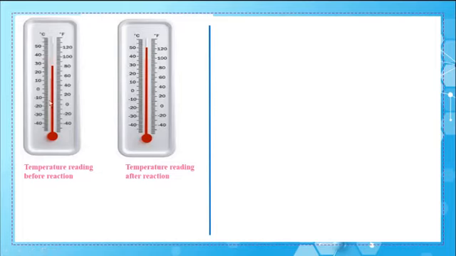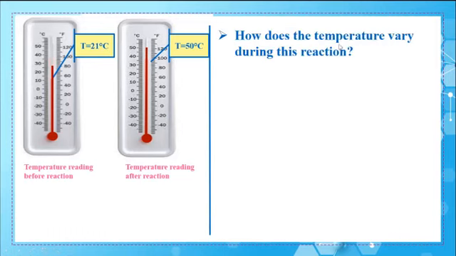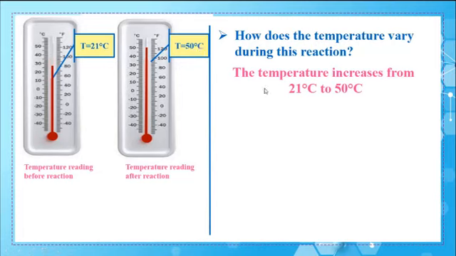Now, let's check the temperature. Use the thermometer. Look, this is the initial temperature, this is the final temperature, where the initial temperature indicates 21 degrees Celsius. And at the end, the final temperature reaches 50 degrees Celsius. As you see here, what happens to the temperature? How does the temperature vary during this reaction? It starts from 21 degrees Celsius and reaches 50 degrees Celsius. Good! The temperature increases from 21 to 50 degrees Celsius.